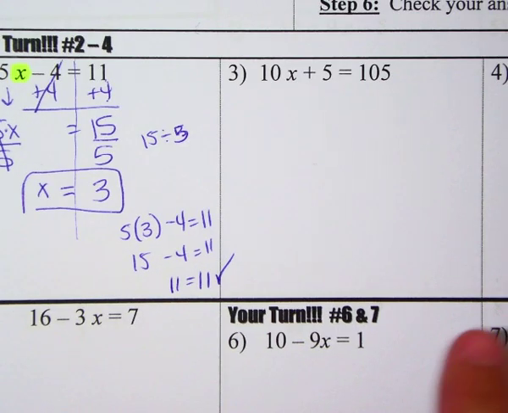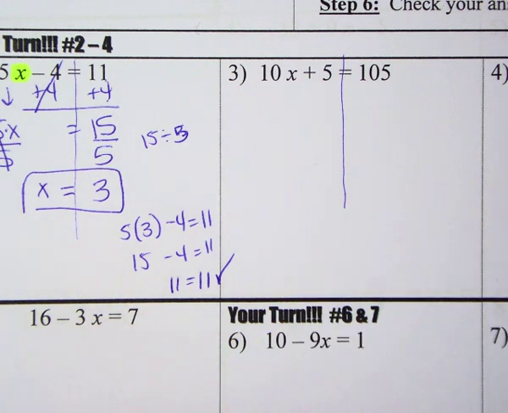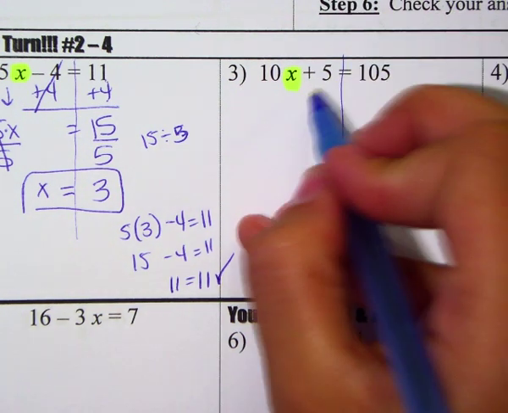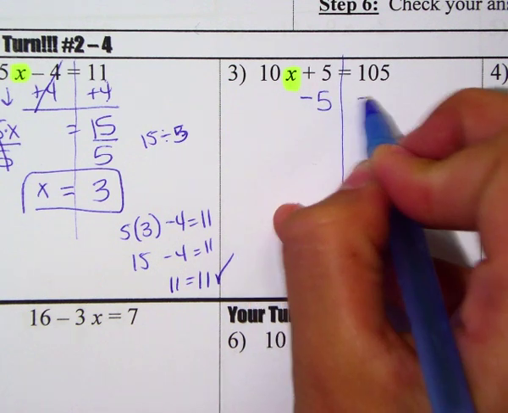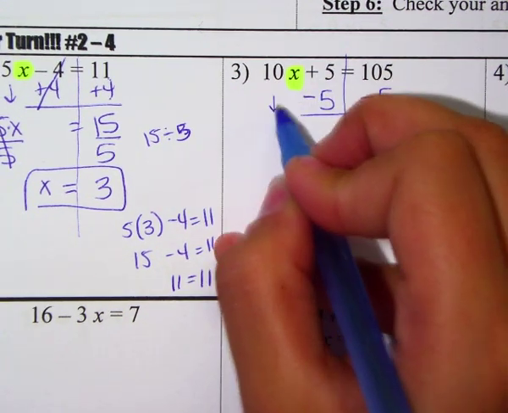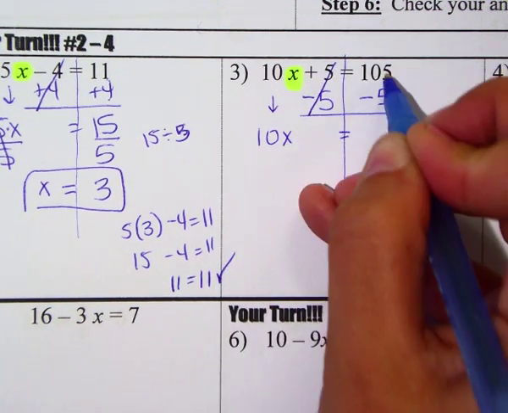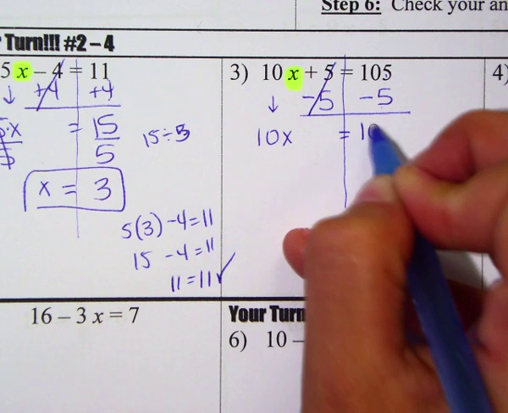Number 3, draw the wall. Isolate x by first doing addition, subtraction, inverse. Rewrite the 10x. 5 minus 5 is 0. 105 minus 5 is 100.